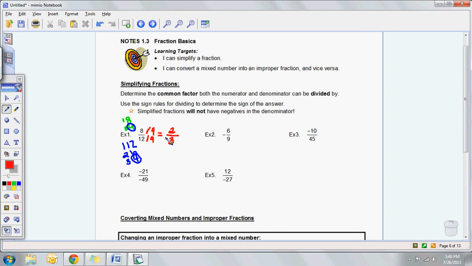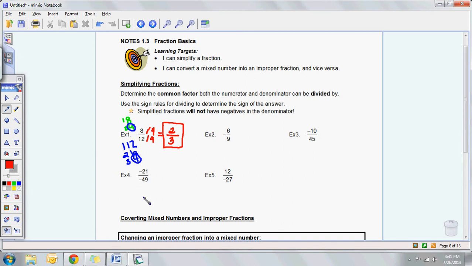So these fractions are equivalent. They're exactly the same fraction. This is just simplified. So for example, if you're cooking and the recipe calls for 8/12 of a cup of flour, if all you have is 2/3 of a cup, that's exactly the same. So that's an example of simplifying fractions. Let's just do one more here. Let's do example number 4.